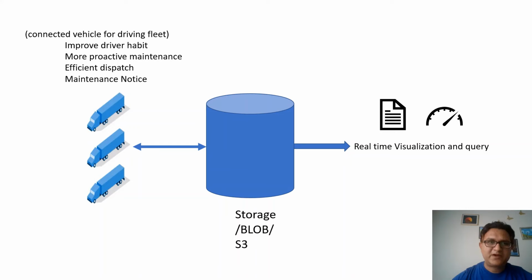In this example, we are taking connected vehicles for a driving fleet, and each truck has a telemetry device attached. They are sending real-time data, and based on the data, we are going to improve driver habits. Let's say we want to see how many brakes he is using, how much speed he is using on a particular road. That way the data will be helpful, and in future we can train him and make sure that he does right driving, which helps the organization and the truck.